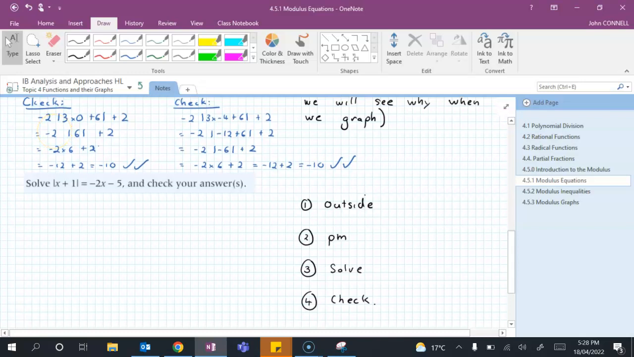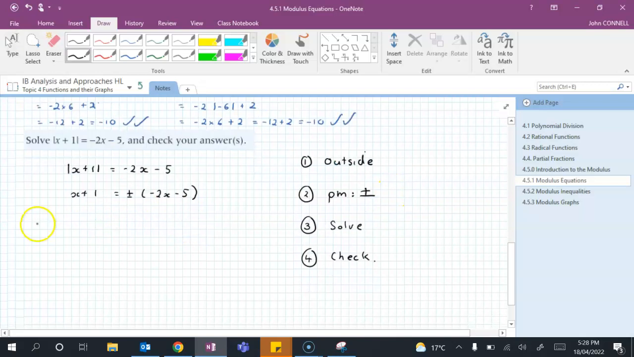Okay, solving the modulus of x plus 1 equals minus 2x plus 5. Alright, now we said deal with the outside bits first, so we get the modulus of something equals a number. Well, in this case we don't have a number, but we can still deal with it the same way. And on the left hand side there's nothing outside the modulus. Now, PM stands for plus or minus. So x plus 1, if we remove the modulus, will equal plus or minus minus 2x plus 5.